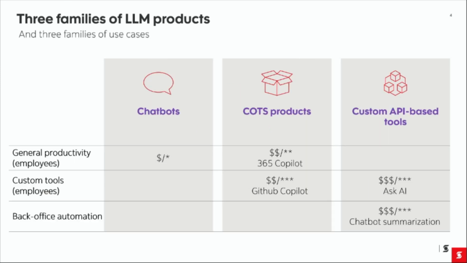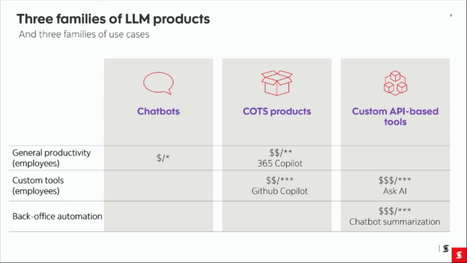The 3 families of LLM products can be matched with 3 families of use cases, and you will remember that we are focusing only on employees. So the 3 families of use cases are general productivity for employees, tools that can help all employees be a little bit more productive. As I mentioned, chatbot, Bing Chat, Web Copilot, or ChatGPT are examples of that. They are very cheap or free, and they bring some value, but not a lot of value.